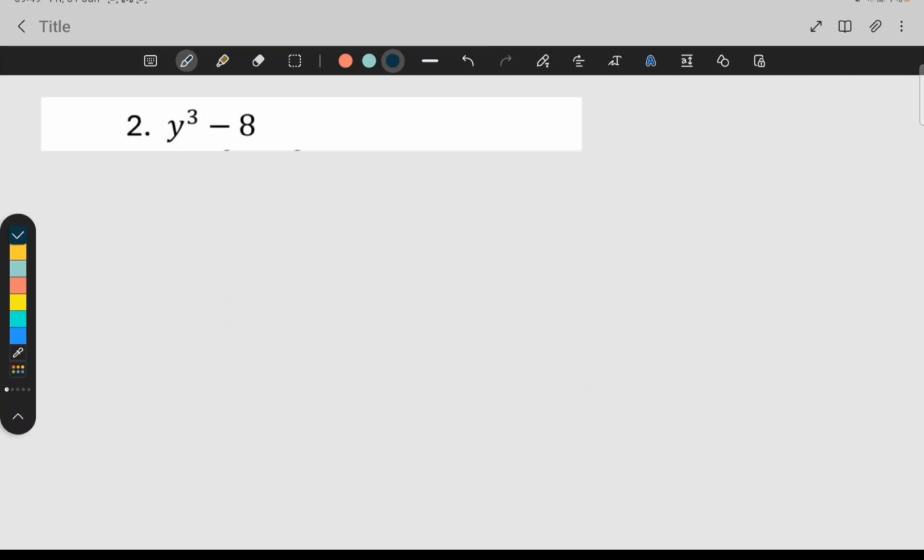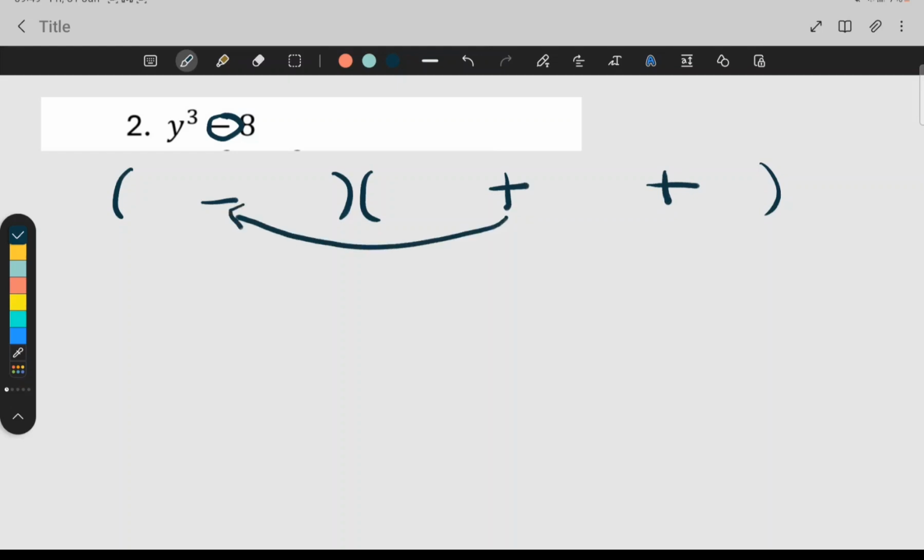Let's look at number 2. This is also the sum or the difference of two cubes because this is a multiple of 3 and this is a perfect cube. I told you it's a small bracket and a big bracket. There's no highest common factor to take out. If this is a minus, this is a minus. This is always a plus. This is a plus because this must be the opposite of that.